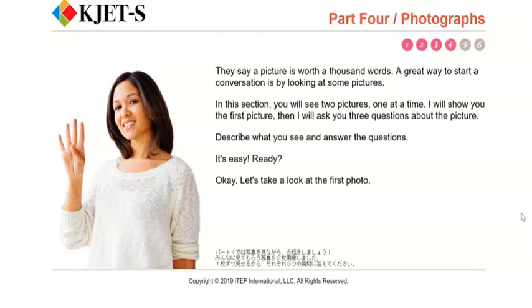They say a picture is worth 1,000 words. A great way to start a conversation is by looking at some pictures. In this section, you will see 2 pictures, one at a time. I will show you the first picture. Then I will ask you 3 questions about the picture. Describe what you see and answer the questions. It's easy. Ready? Okay, let's take a look at the first photo.